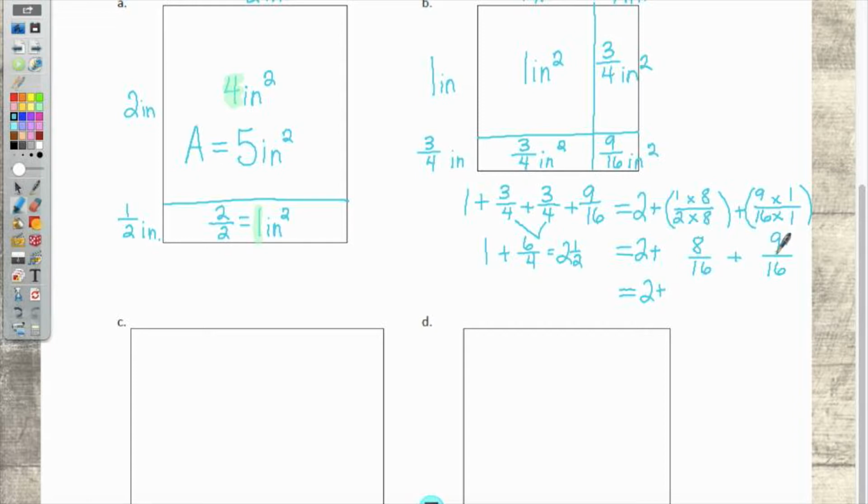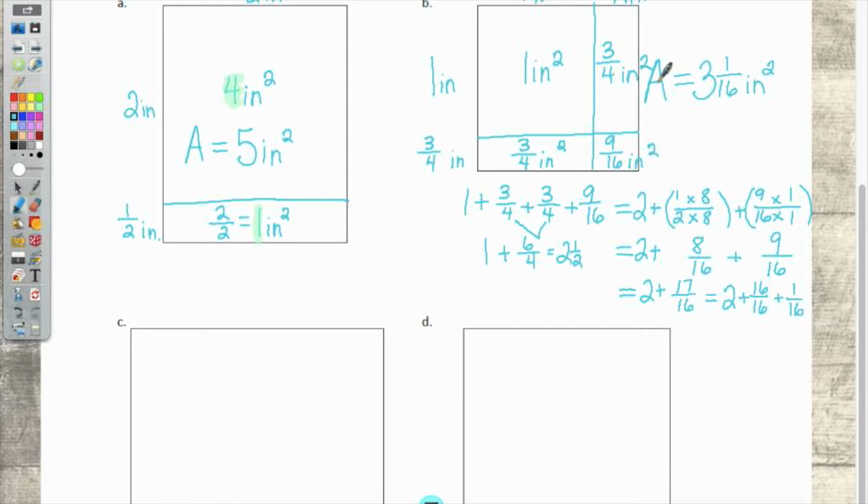So the answer I'm getting is 17/16. I've got to change that to a mixed number. I'm going to pull a stick. Josue. So this is going to be 2 plus 16/16 plus 1/16. And the answer is, I'm going to write it up here: 2 plus 1 plus 1/16 inches squared. So area equals. I'm going to write that.